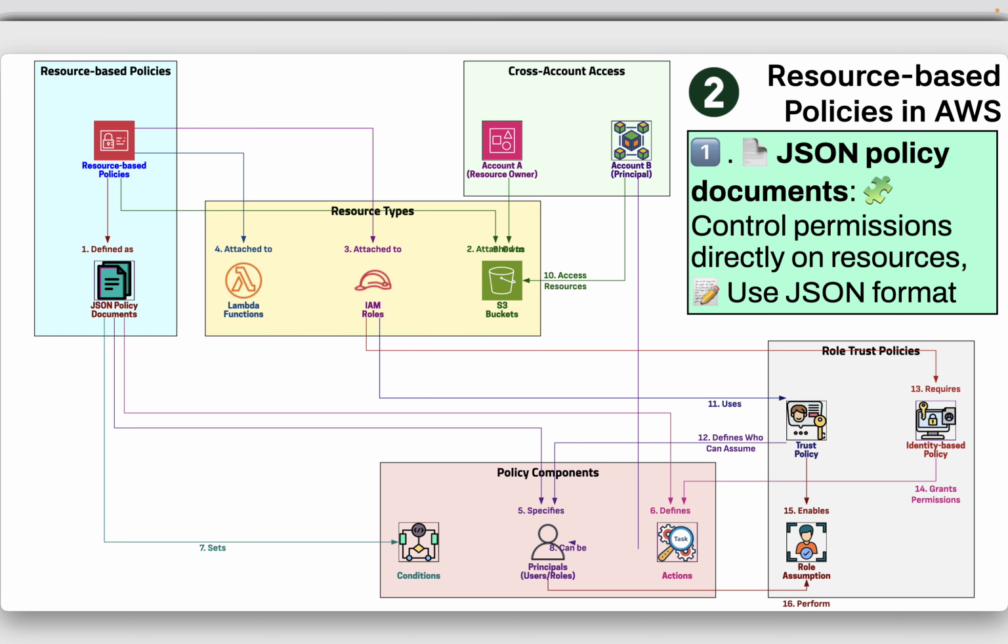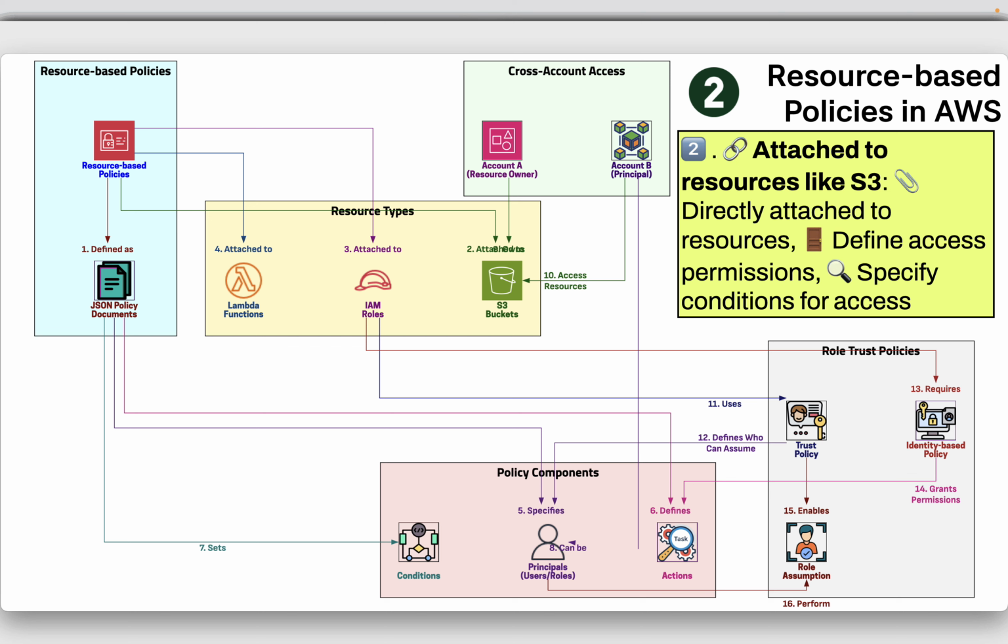Again, they are JSON policy documents, and resource-based policies are in JSON format and control permissions directly on resources. So identity-based policies are for users and groups, so they are directly based on identity, while resource-based policies are on the object, which is the resource. These are attached to resources like S3, EC2, etc. And these policies are directly attached to resources, defining who can access them and under what conditions.